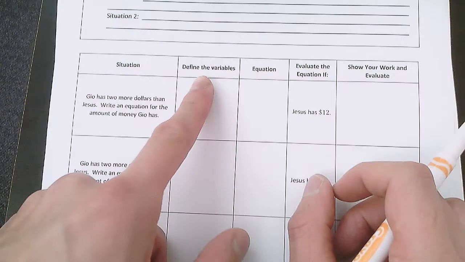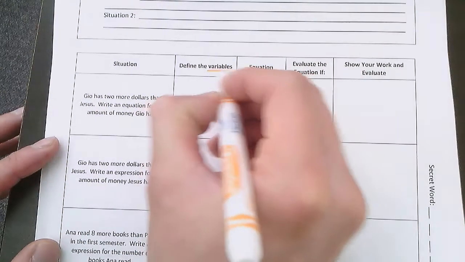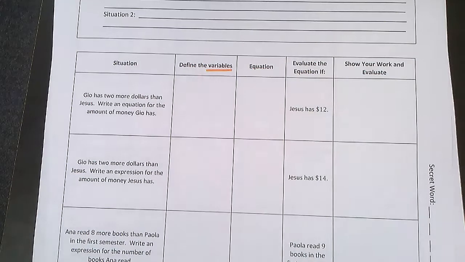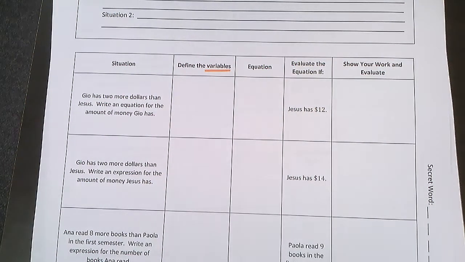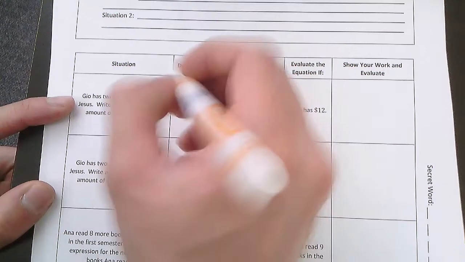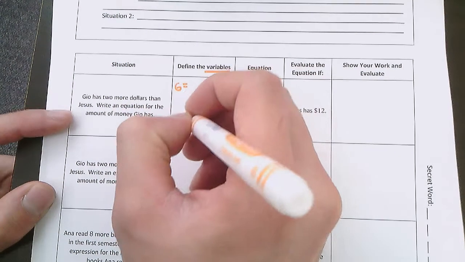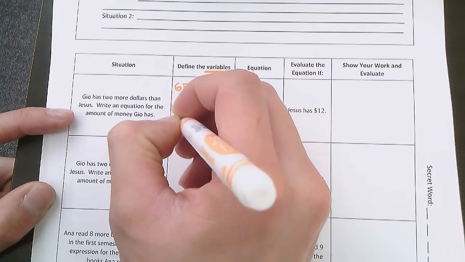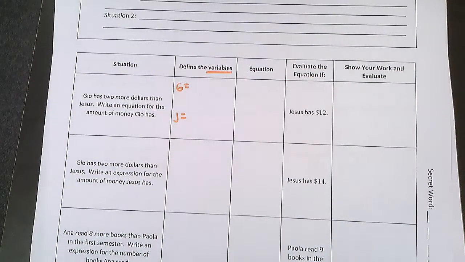So the first thing that we can do is to define our variables. If you remember, a variable is a letter that is used in place of a number, and we can do that sometimes when we don't know what the exact number is. So we have two people, Gio and Jesus, so we're going to use two different variables. I'm going to choose the letter G for Gio and the letter J for Jesus, because it's easier to keep track of which one is which.